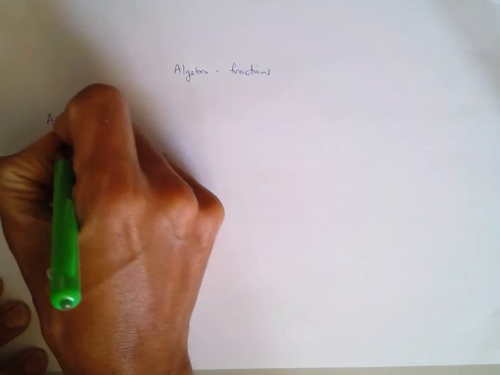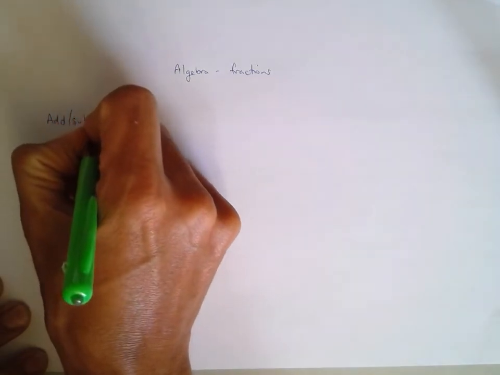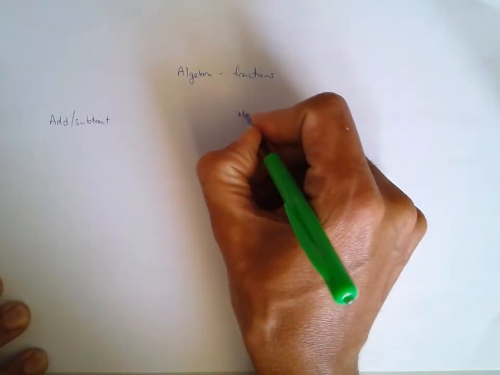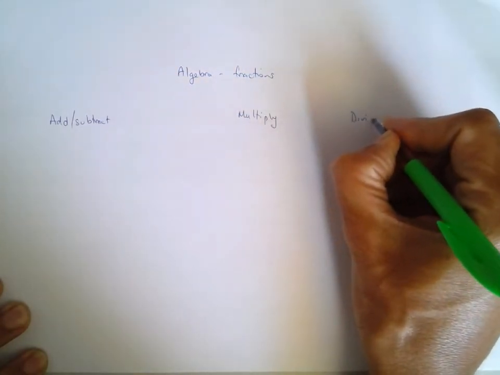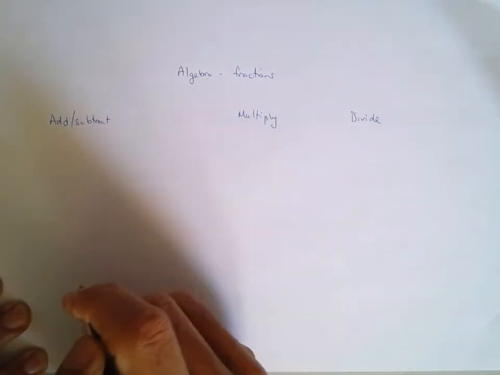In algebra with fractions, just like in number, we can add or subtract, and we can multiply or divide those algebraic fractions. So let's look at adding and subtracting.